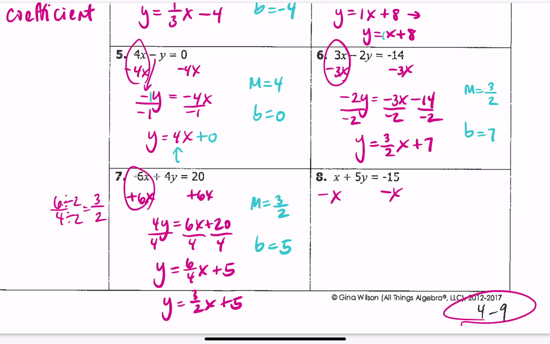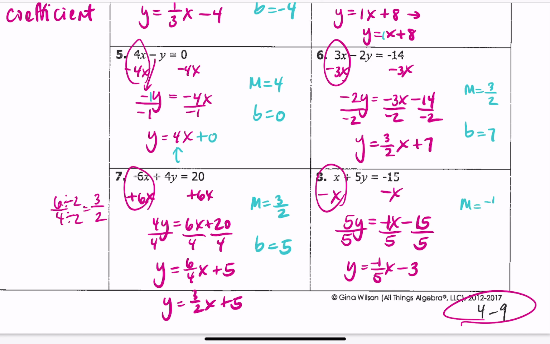And then the last one on this page, I have this x term. I'm going to subtract x from both sides to make it go away. I bring down my 5y equals minus x minus 15. Divide both sides by 5. So everything gets divided by 5. And I end up with y equals, this is really a negative 1/5 x. And then negative 15 divided by 5 is minus 3. So my m is negative 1 over 5. And my b is negative 3.